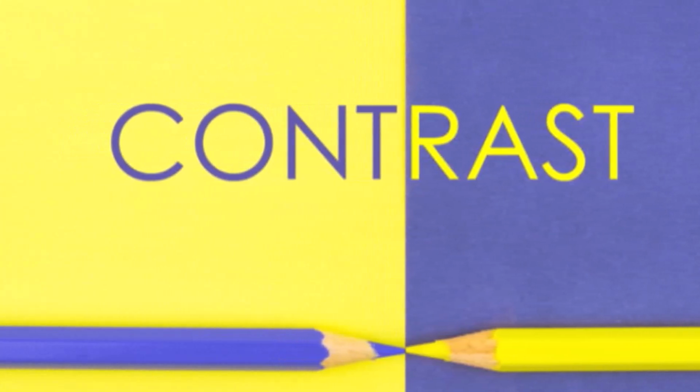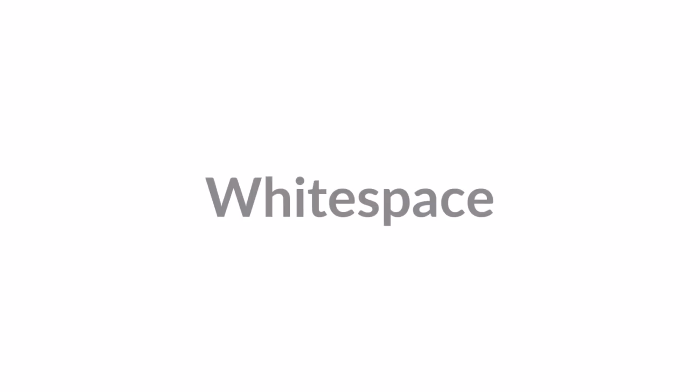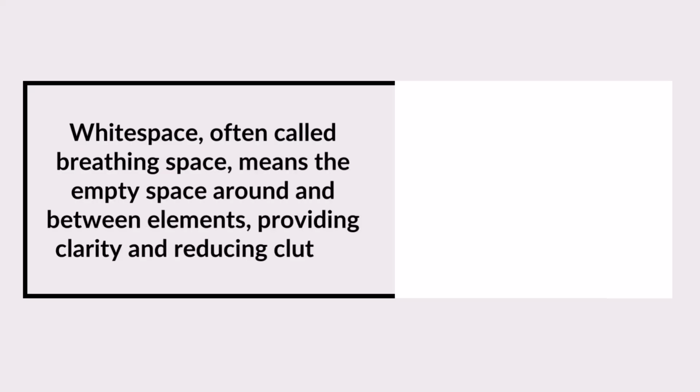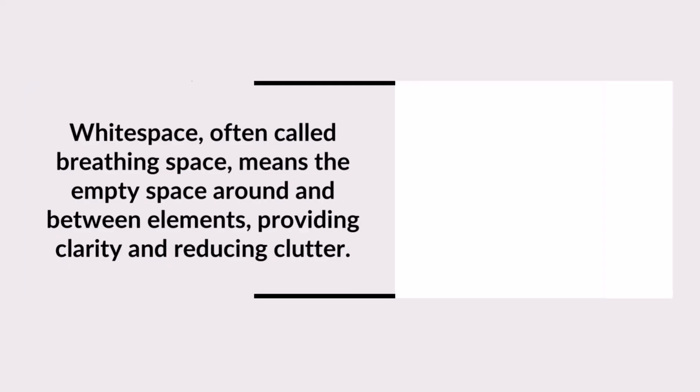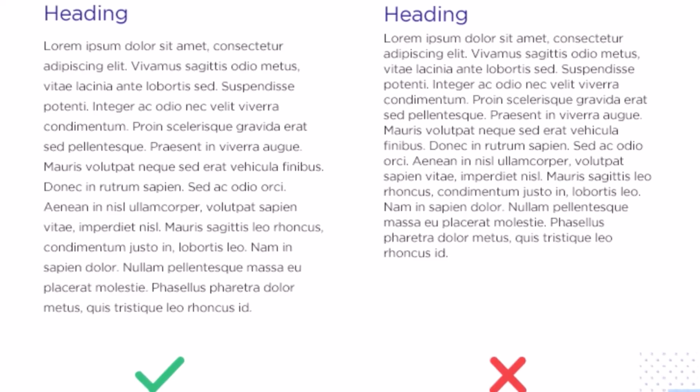Contrast gives a visible difference between design elements, and it creates visual interest. It aligns with the concept of hierarchy. So we have white space as another principle. White space is very important. It's a breathing space. Most designs are always clumsy, but with white space you can give your design a breathing space. It means the empty space around and between elements, providing clarity and reducing clutter. You could see from here, this is a different white space. You could see that white space makes it better.